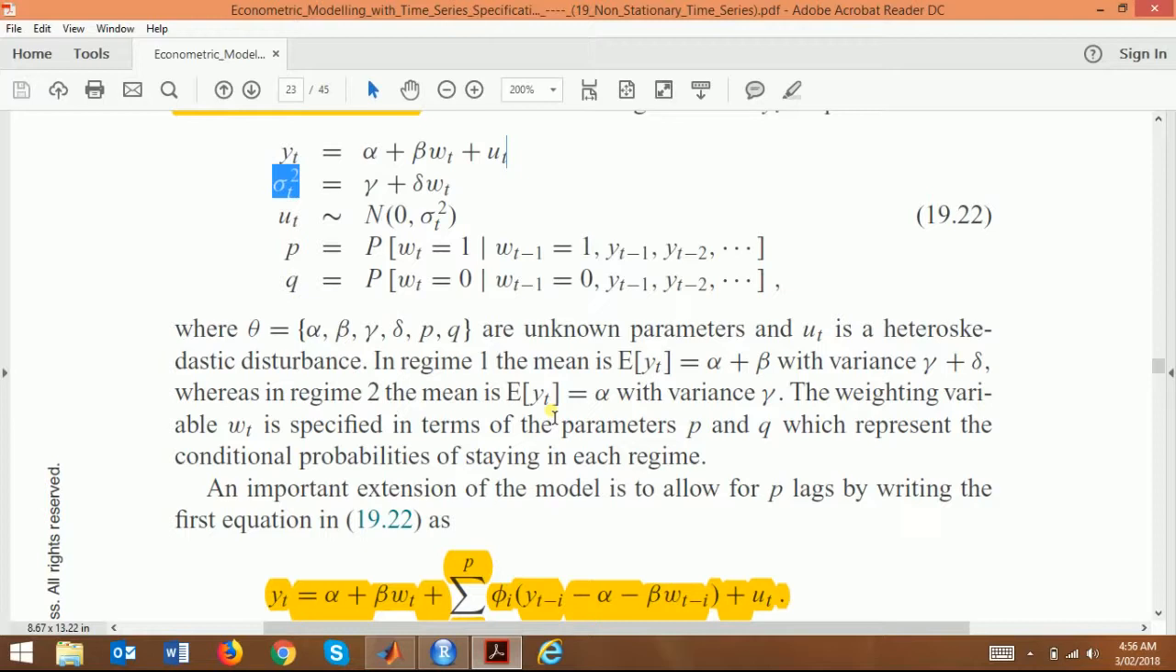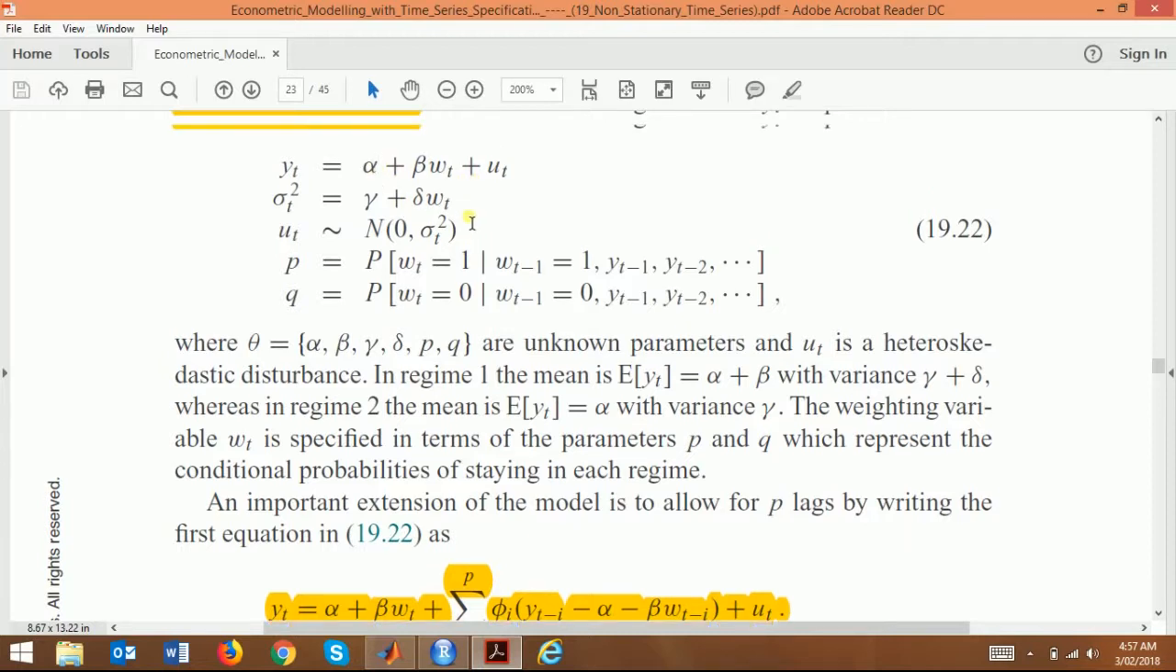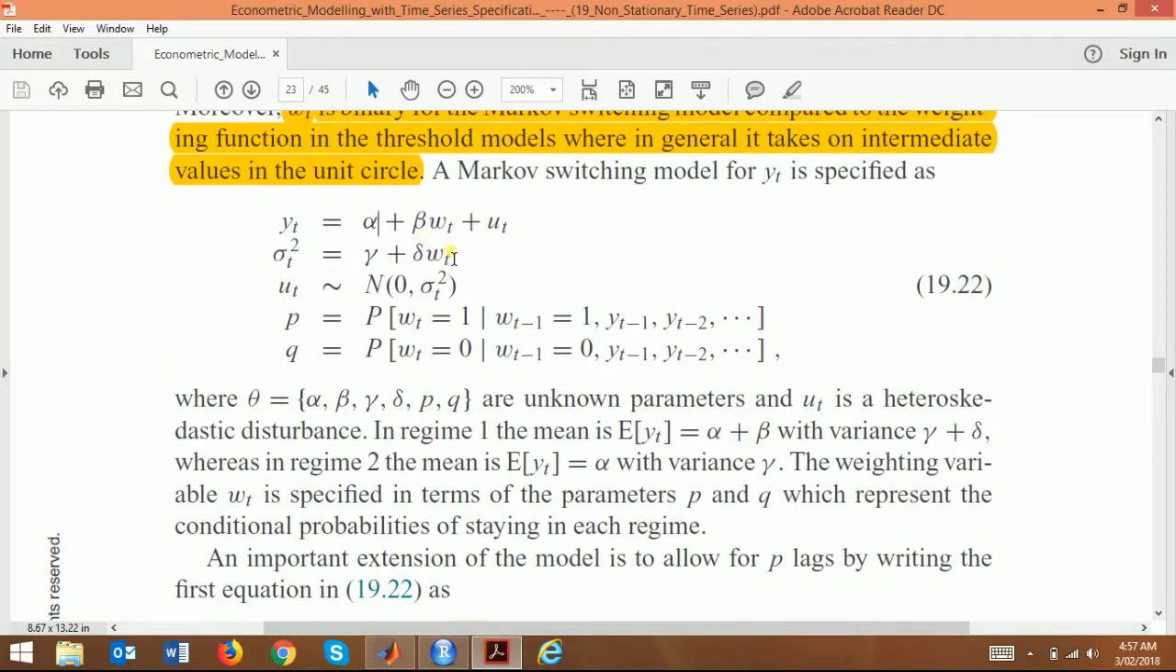So we expect that our residual will change across time with regimes. In regime 1 the mean is alpha, obviously, because residual mean is 0. So in regime 1 the mean is alpha plus beta with variance gamma plus delta, while in regime 2, when omega, the weighing function, is 0, the mean is alpha and the variance is gamma only.